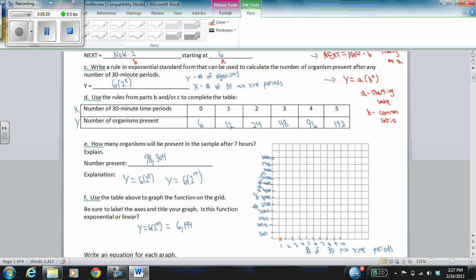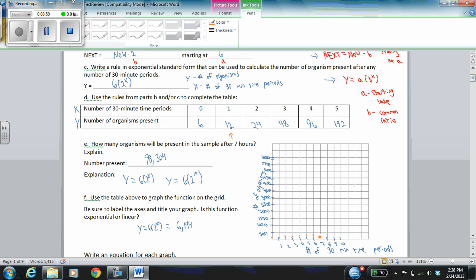After 1 30-minute time period, there was 12, and this is all coming from the table. After 2 30-minute time periods, there was 24. After 3, there was 48. So after 4, there was 96. After 5, 192. And these may be a little off, but I'm just doing the best that I can. So after 6, that's going to be 192 times 2, which is 384. So after 6, there's 384.